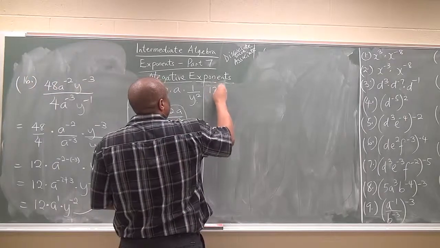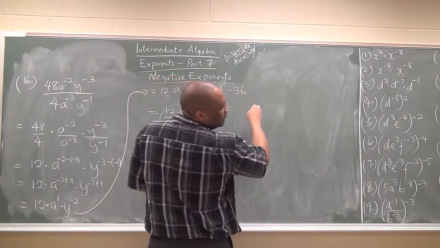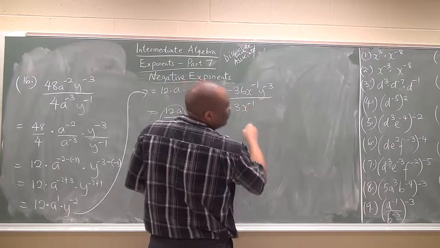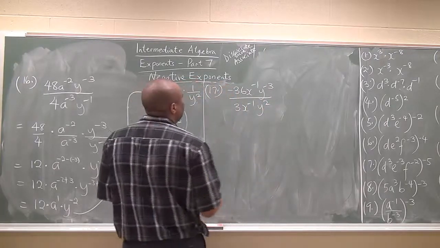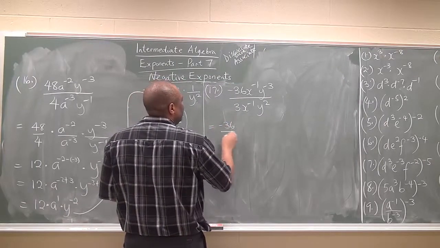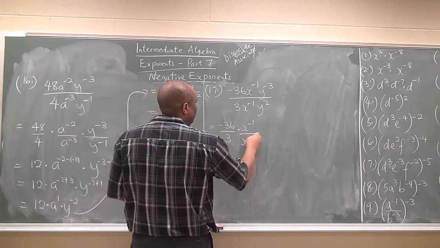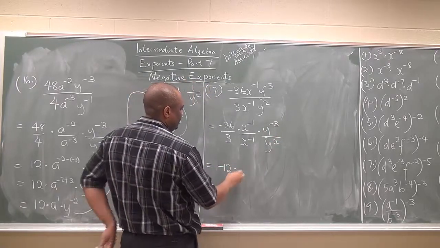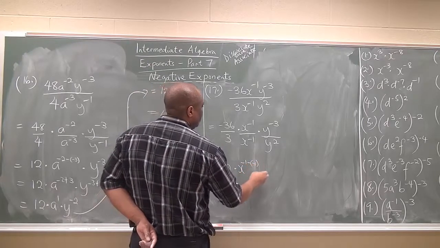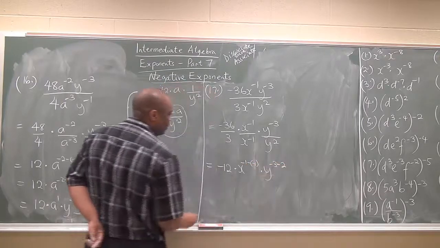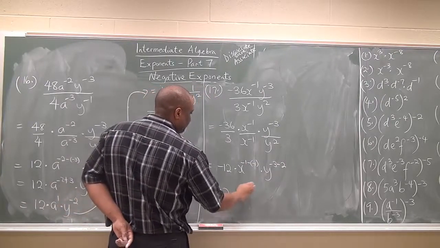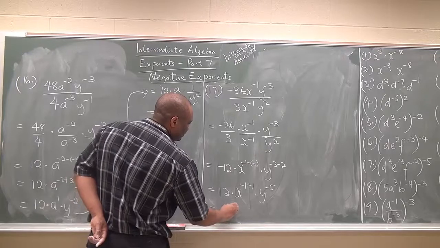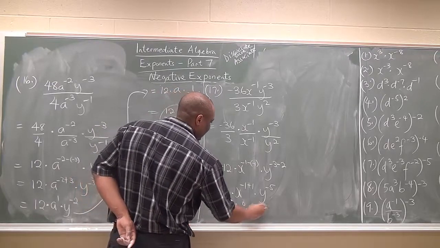Now associate. 17: negative 36 x to the negative 1 y to the negative 3, over 3 x to the negative 1 y squared. What would this give us? We dissociate: negative 36 over 3 times x to the negative 1 over x to the negative 1 times y to the negative 3 over y squared. So this is negative 12 times x to the negative 1 minus 1 times y to the negative 3 minus 2. So this is 12 times x to the negative 1 plus 1, times y to the negative 5. So this is 12 times x to the 0 power times y to the negative 5.